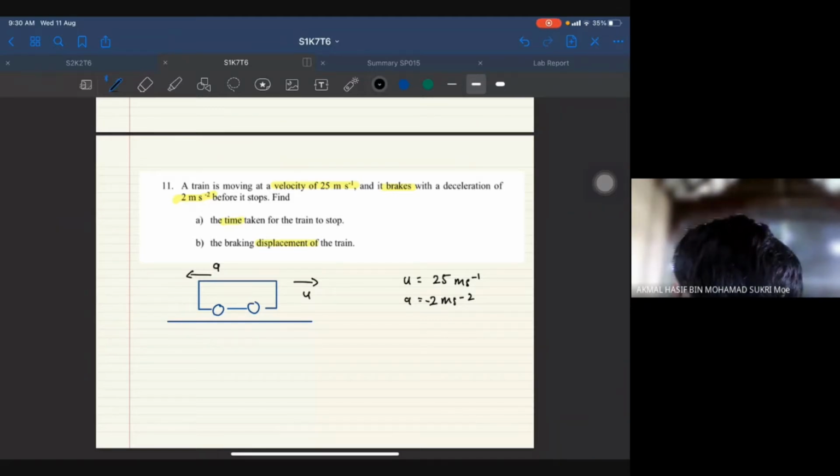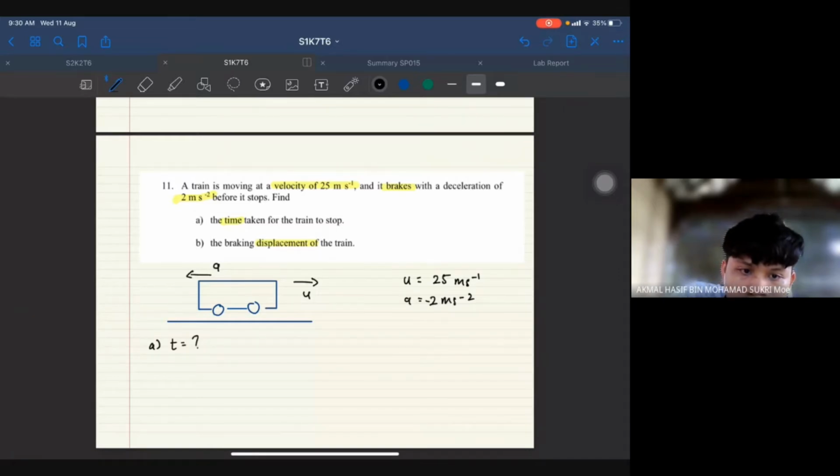Okay, itu je information ada. Find the time taken for the train to stop. So soalan ni nak apa? Time, T. Okay. Satu lagi information yang dia tak beri in numbers but dia sebut, dia kata time taken for the train to stop.